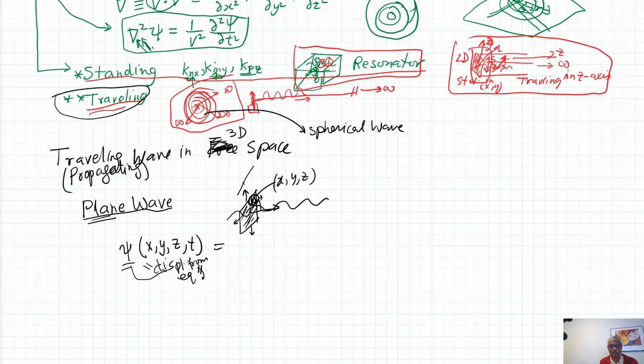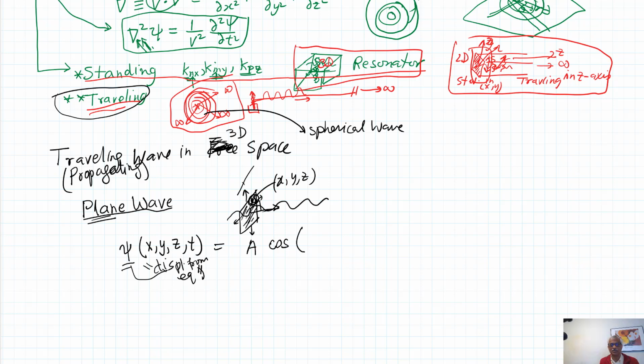Okay, this is going to have some kind of amplitude. And if this was a vector wave like the electric field, this will be a vector. Then we'll have, say, a cosine.